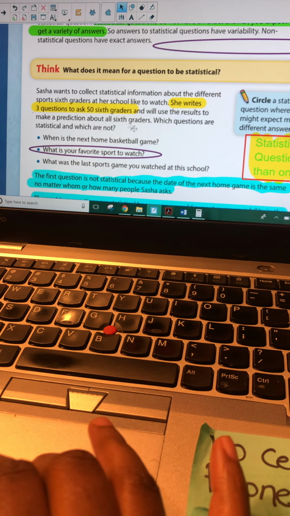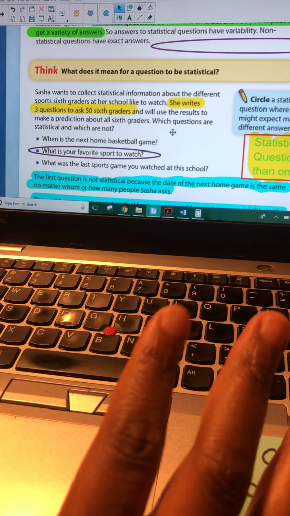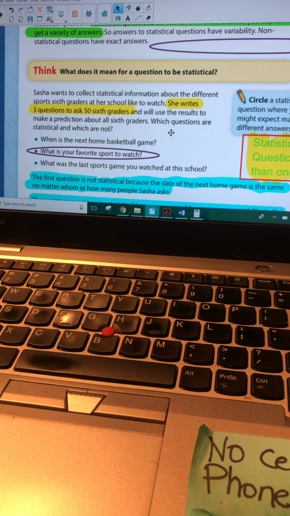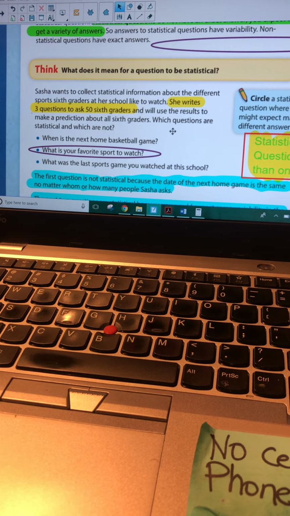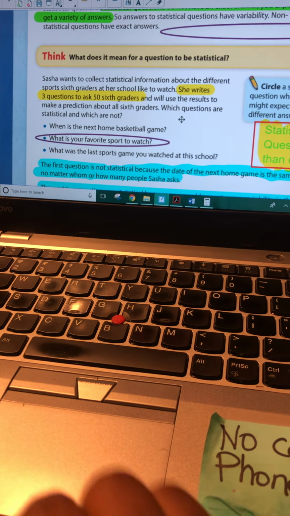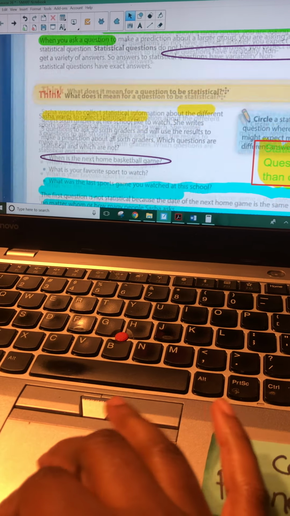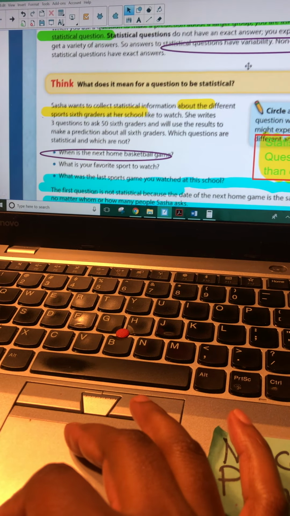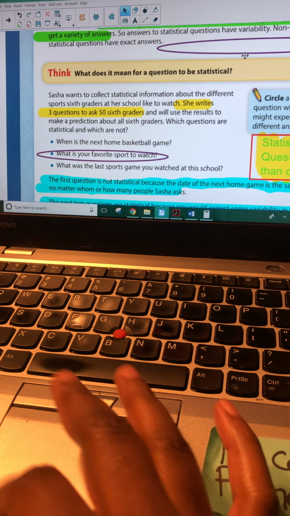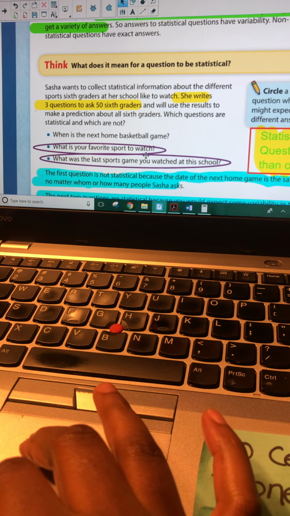Okay. Well, if you're asking 50 6th graders, you're going to get a lot of different answers. Somebody may say, oh, well, I watch basketball. Somebody may say, well, I watch football. Somebody may watch soccer. So that's a variety of answers. So we would say that that is statistical.